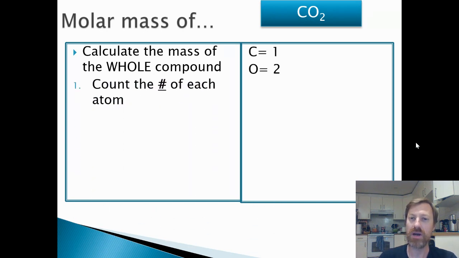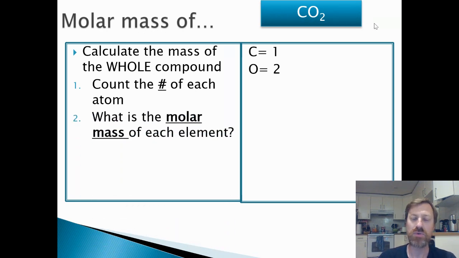In carbon dioxide, we have one carbon and two oxygens. Of course, if there's no subscript, that means we've got one of something. Step two, what's the molar mass of each element? Well, you look it up. Carbon has a molar mass of 12.01 grams per mole. Oxygen is 16.00 grams per mole.